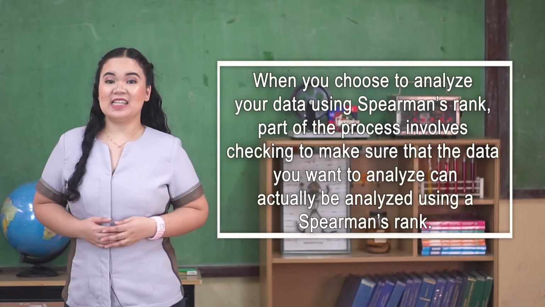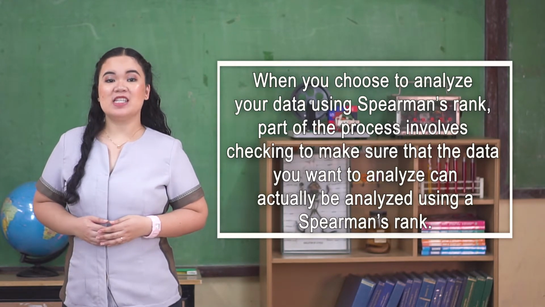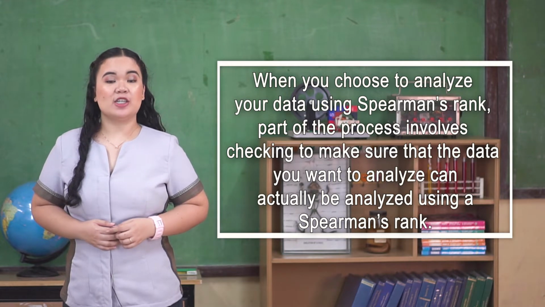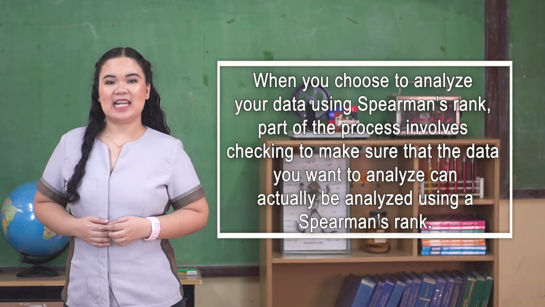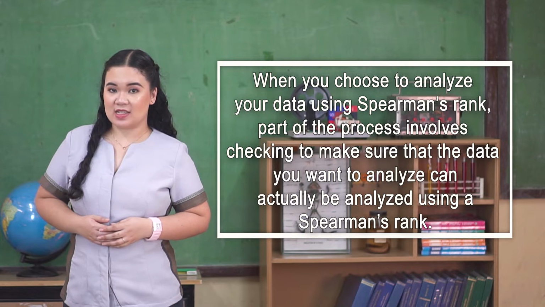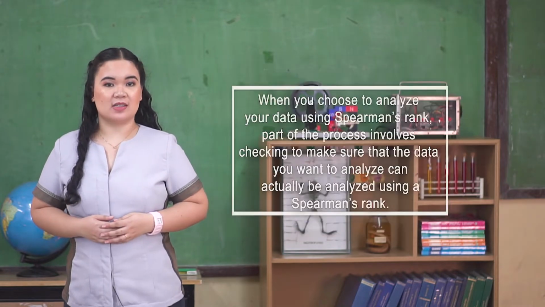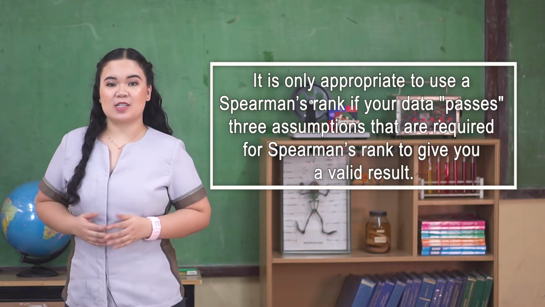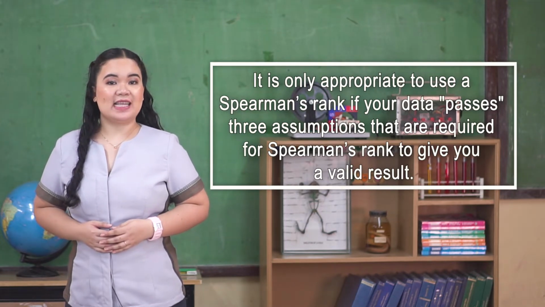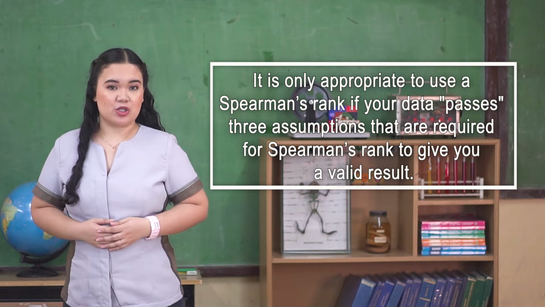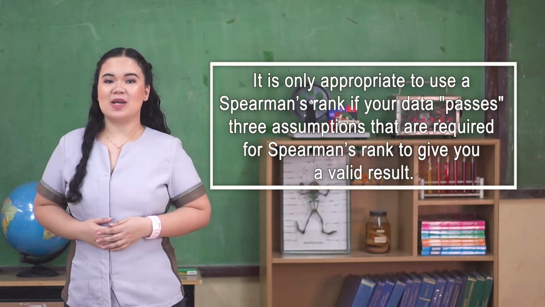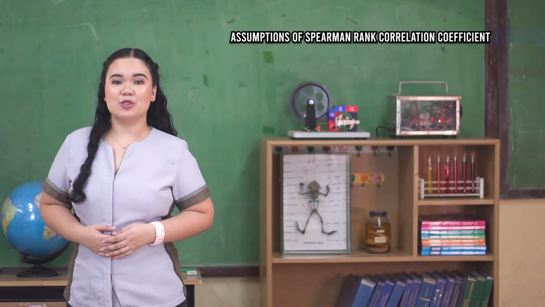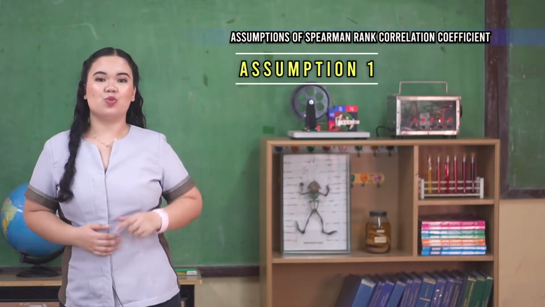When you choose to analyze your data using Spearman's rank, part of the process involves checking to make sure that the data you want to analyze can actually be analyzed using a Spearman's rank. You need to do this because it is only appropriate to use a Spearman's rank if your data passes 3 assumptions that are required for Spearman's rank to give you a valid result. These 3 assumptions are: Assumption 1.